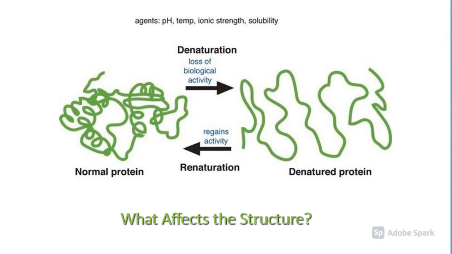Physical and chemical conditions can affect structure. pH, salt concentration, temperature, and other environmental factors can cause a protein to unravel. Denaturization is the loss of a protein structure. Denatured proteins are biologically inactive.